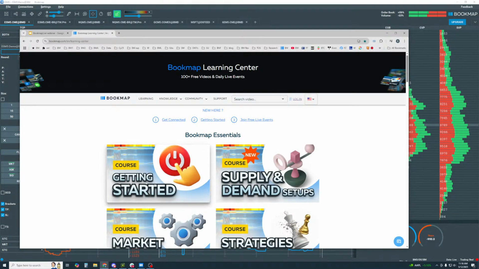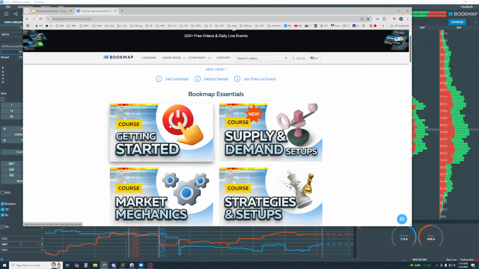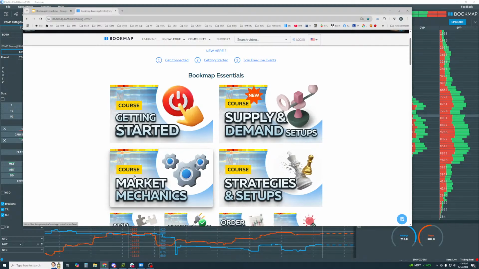Now, this Getting Started course in here is more about getting up and running and understanding all the different features in Bookmap and the different tools. That's vitally important, and it's a course to answer all your questions, or as many as we can, about the columns, the heat map, the volume dots, etc. Now, the next step after that I would recommend is going to the market mechanics course.